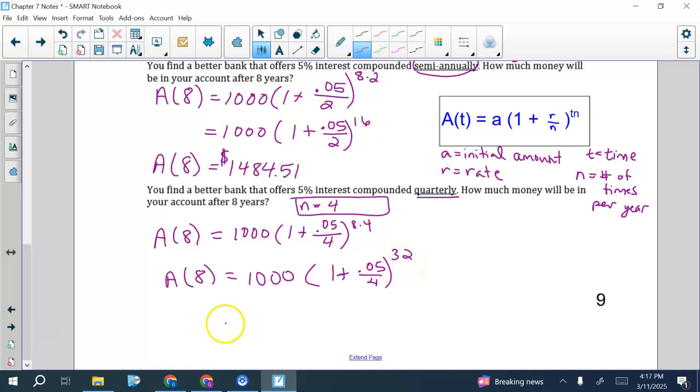Okay, so then we can calculate that, and it should be $1,488.13. So not too much more than semi-annually, but you can imagine if this was like $10,000 or something, the bigger the amount is, the more it's going to impact it. All right, let's jump to the next page.